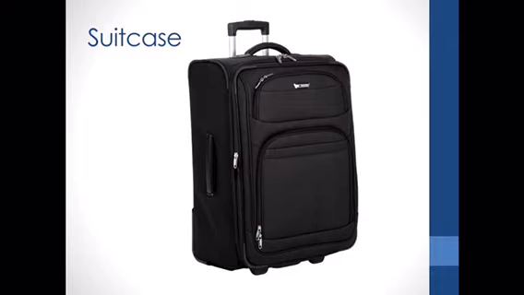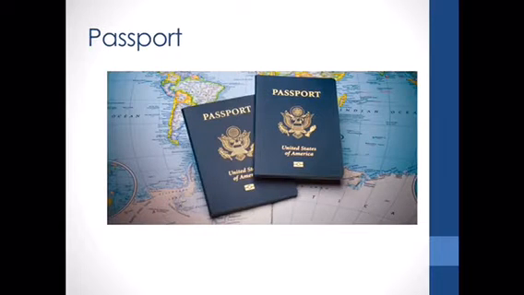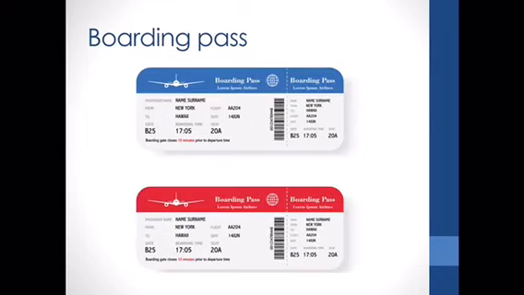Suitcase. A suitcase is where you place all the things that you're carrying for your flight. The passport. In the passport you can find all your personal information like your name, your country, your age. You have to take care of it.